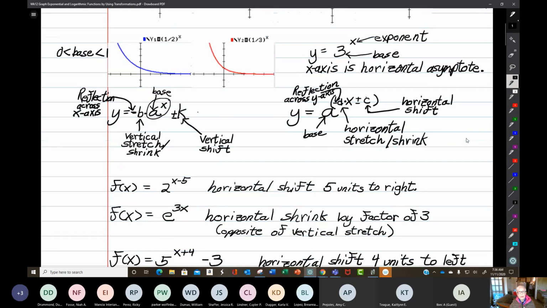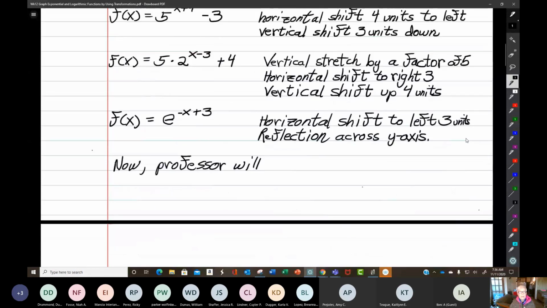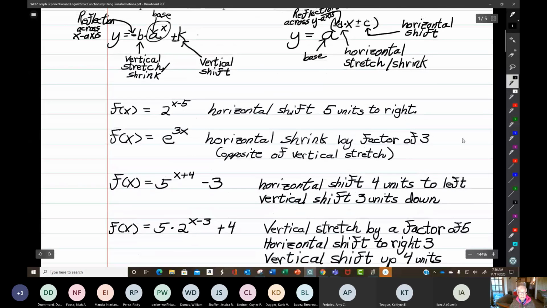So yes, we are going into transformations hot and heavy as they relate to exponential functions. And you're going to meet e, which is a universal constant like pi. So let's get to work.